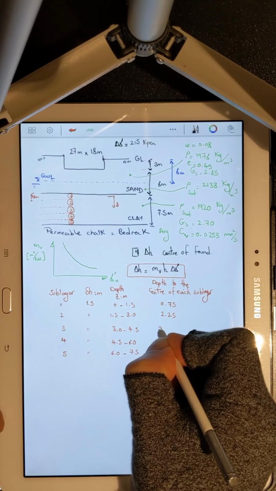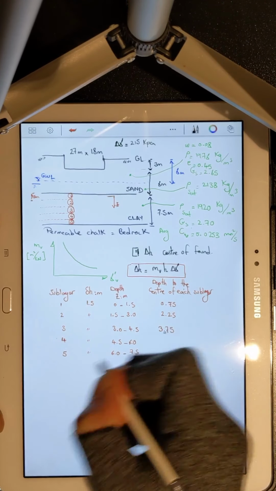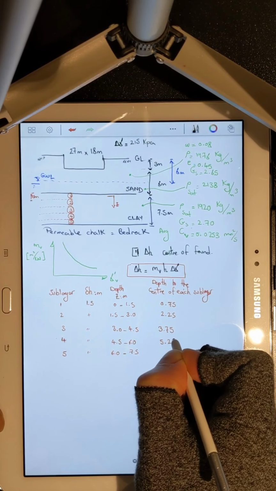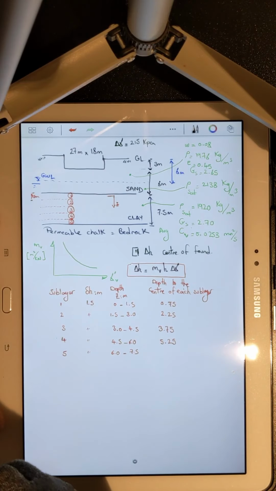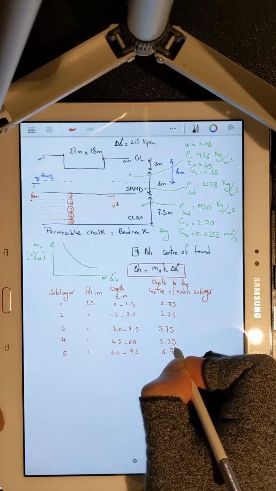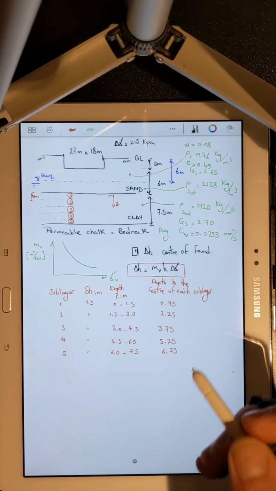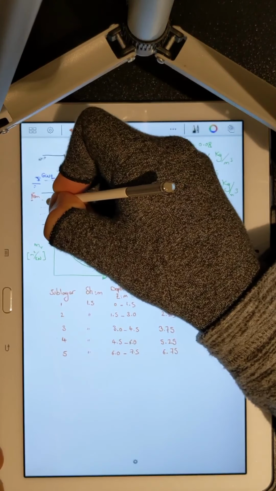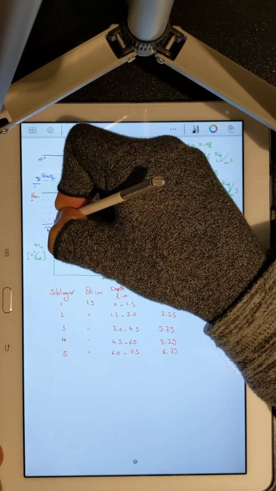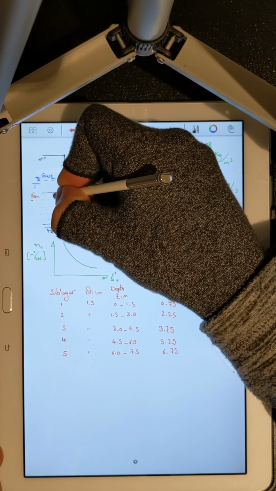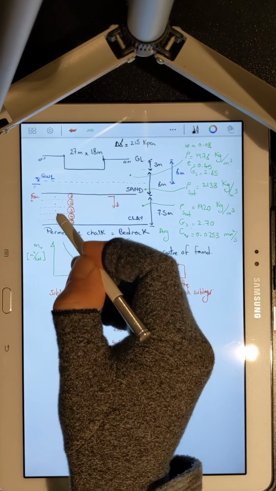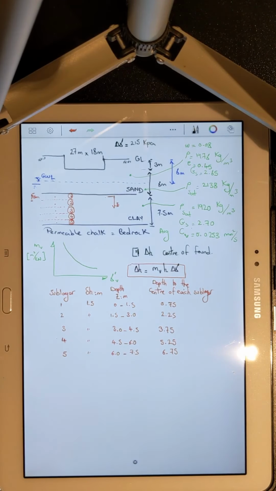3.75 for sublayer 3, 5.25 for sublayer 4, and 6.75 for sublayer 5. The distance between the middle of each sublayer to the top of the clay. And I've indicated the middle of each sublayer with a red dot.